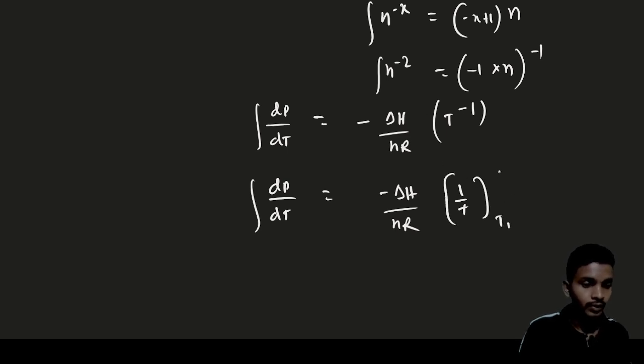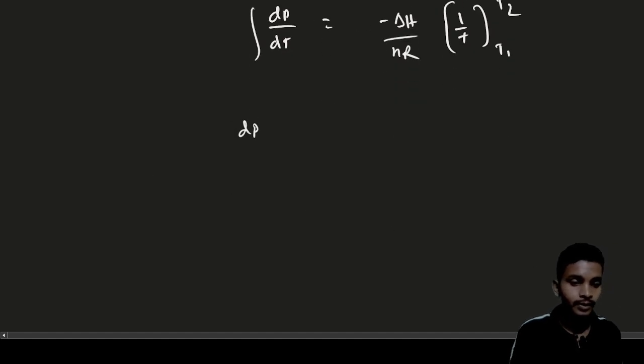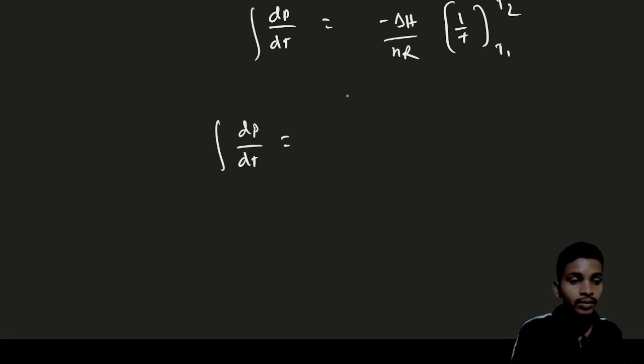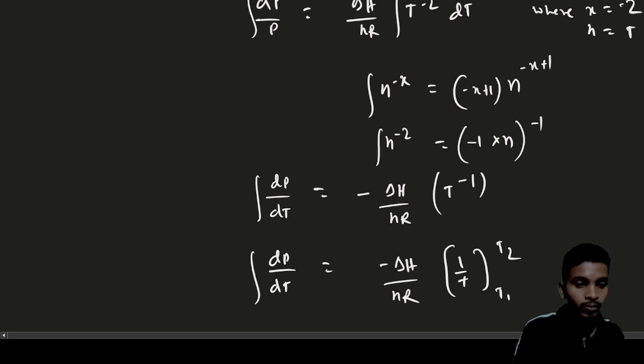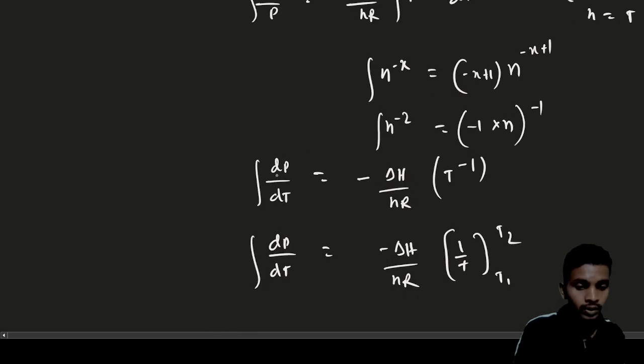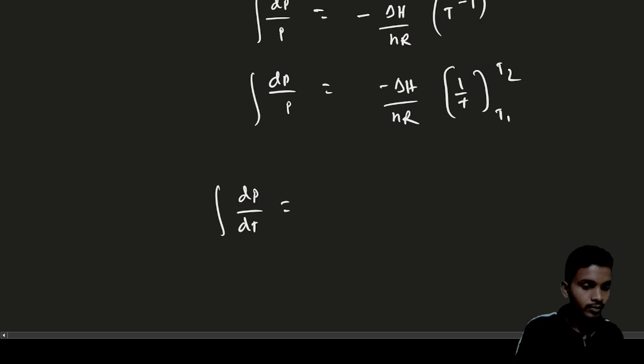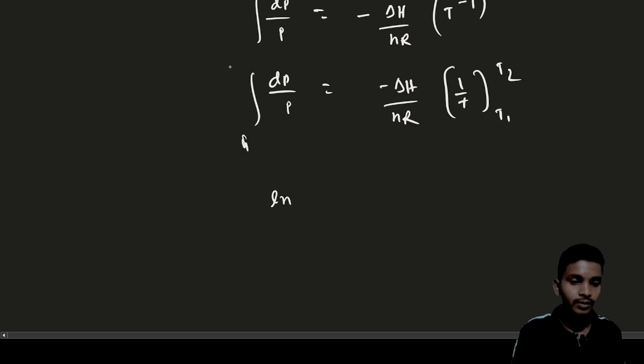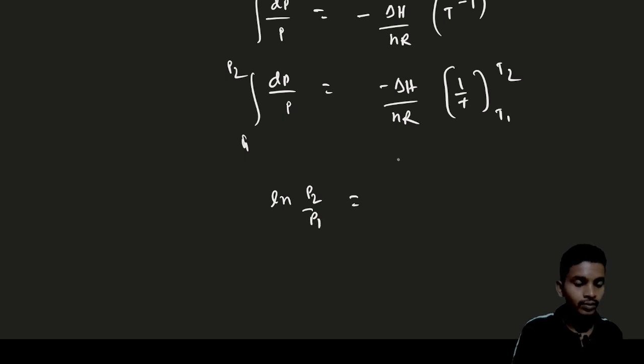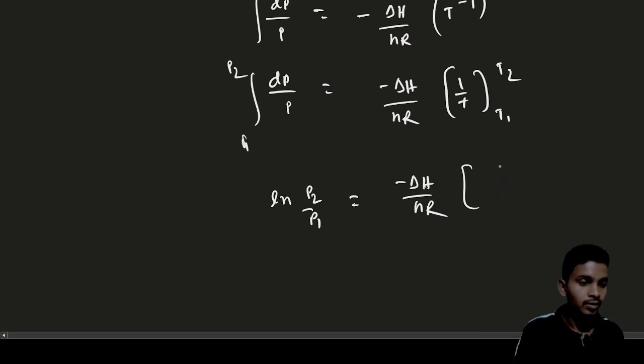Let's say from T1 to T2, then this is going to be dP/P. So dP/P is ln, let's say P1 to P2, then ln P2/P1 is equal to minus ΔH/nR times (1/T2 minus 1/T1). So this is the value.